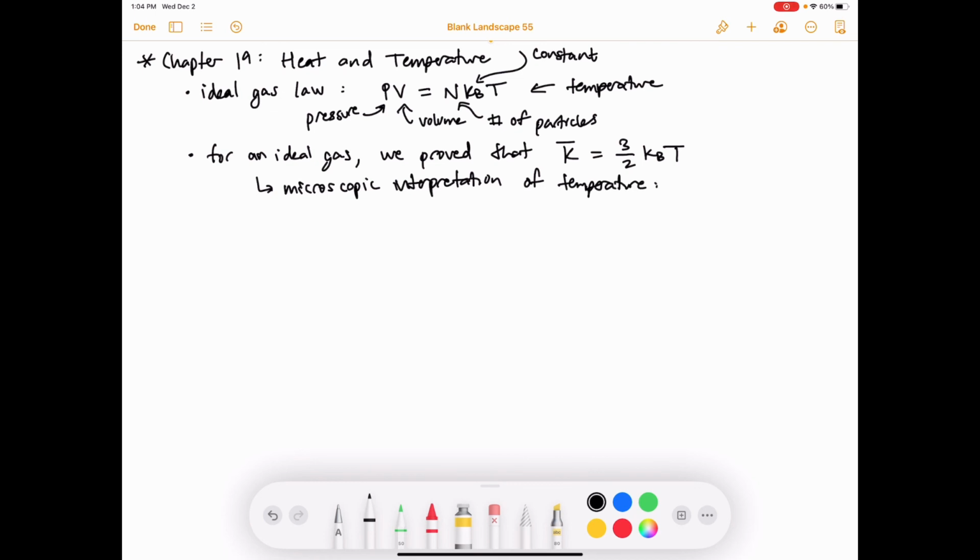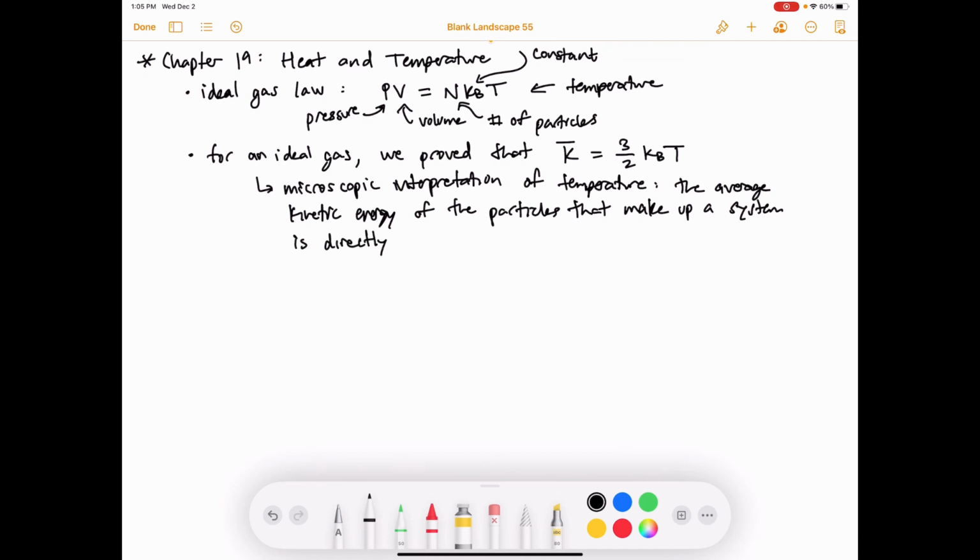So in particular, the average kinetic energy of the molecules that make up a system, or let's just say the particles that make up a system, is directly proportional to its temperature.